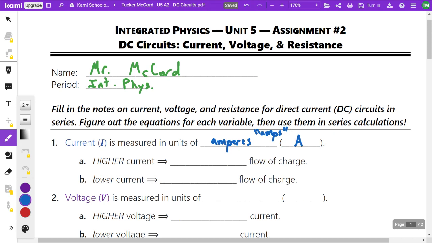If you have a higher current, in other words, a bigger number of amps, like 10A instead of 1A, that indicates a faster flow of charge. And generally, you're supplying more power to whatever's in your circuit. A lower current, a lower number of amps, means you're going to have a slower flow of charge.